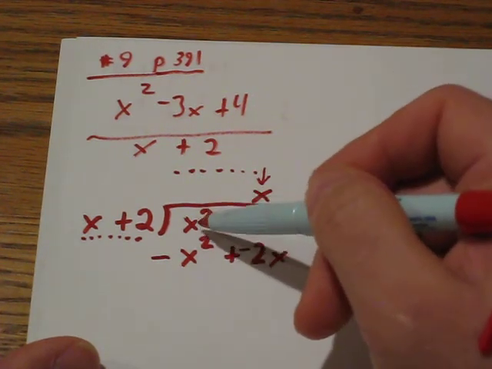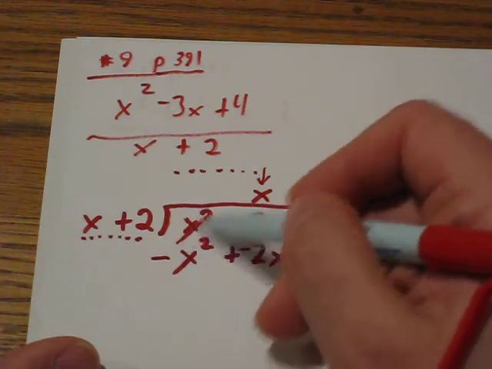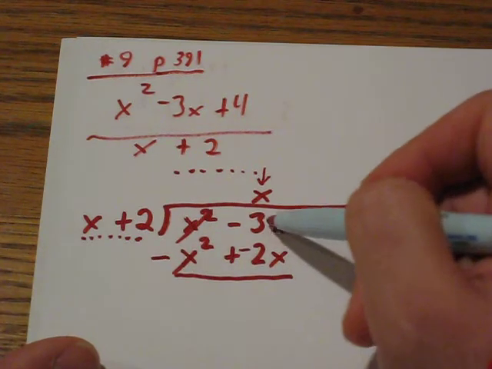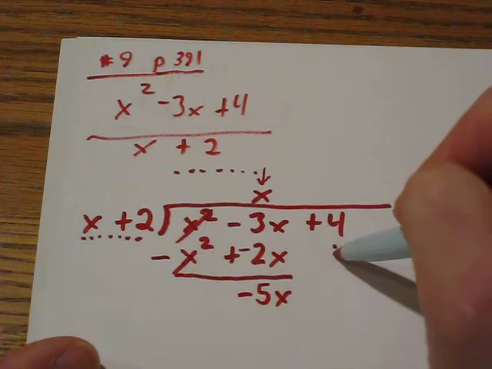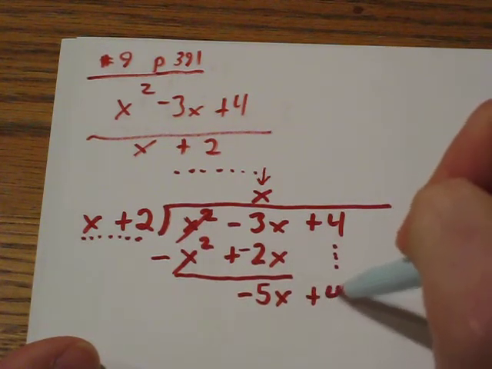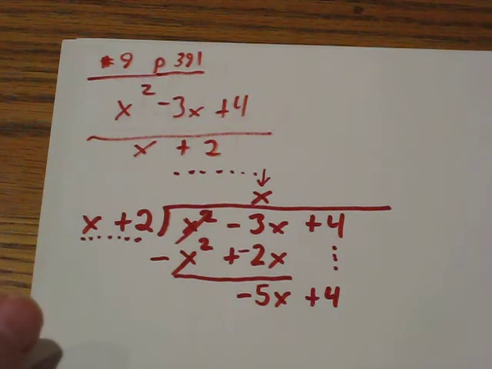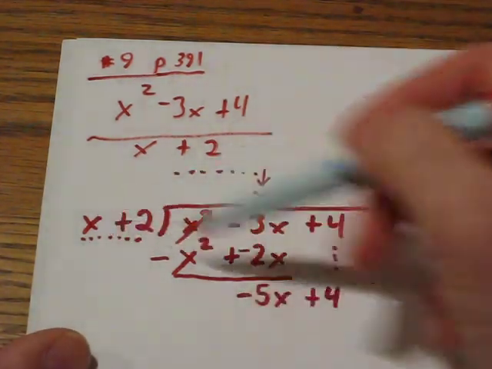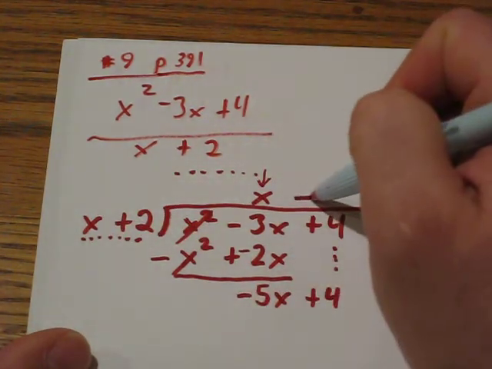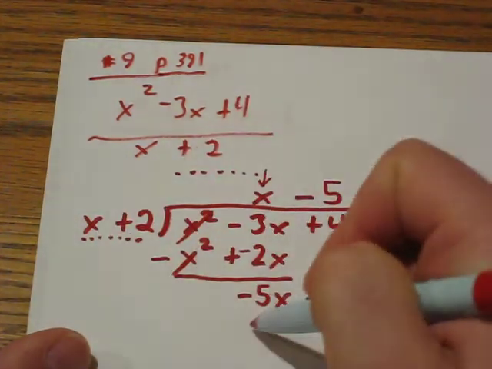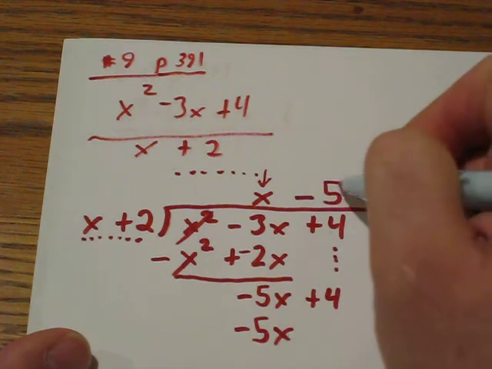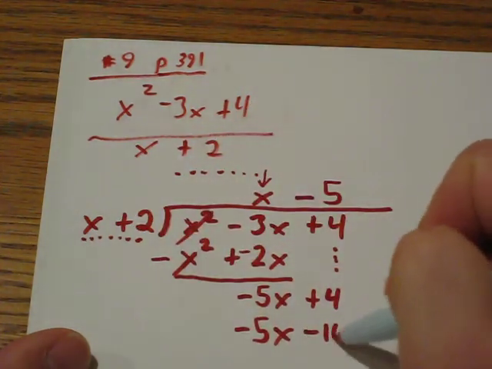So we go down the top: x squared minus x squared simplifies to 0. Negative 3x plus a negative 2x is negative 5x. And then the plus 4 drops down like so. Now our goal is to see what will multiply by the x to make a negative 5x, and that's easy because that's a negative 5. A negative 5 times x is negative 5x, and negative 5 times 2 is negative 10.